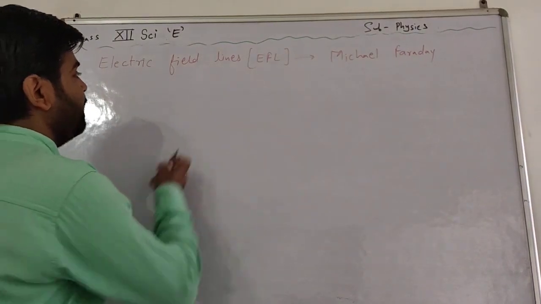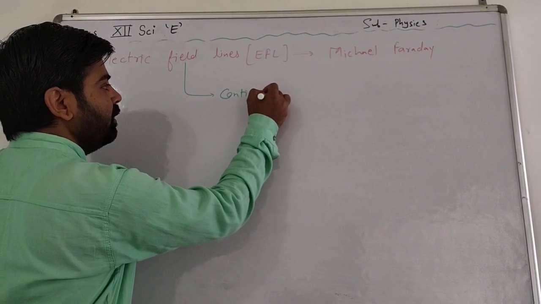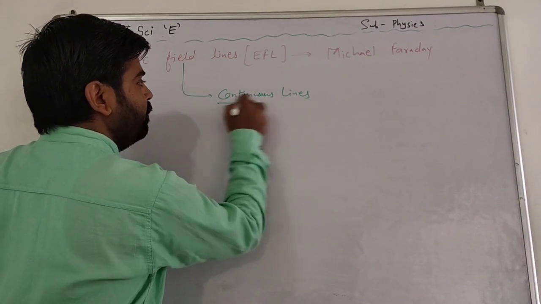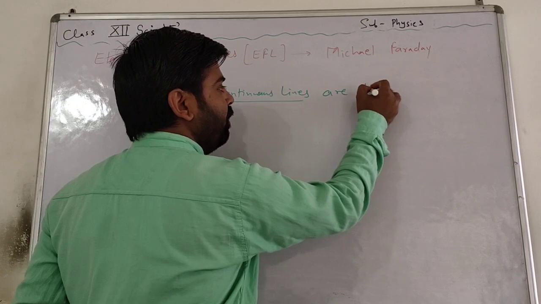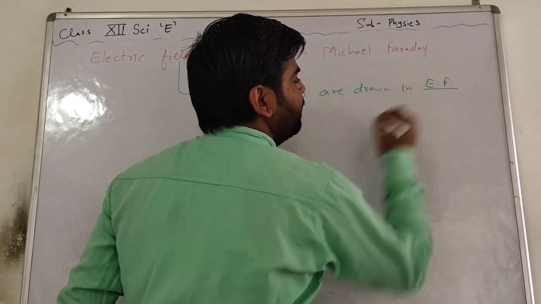The electric field lines are continuous lines which are drawn in any electric field.